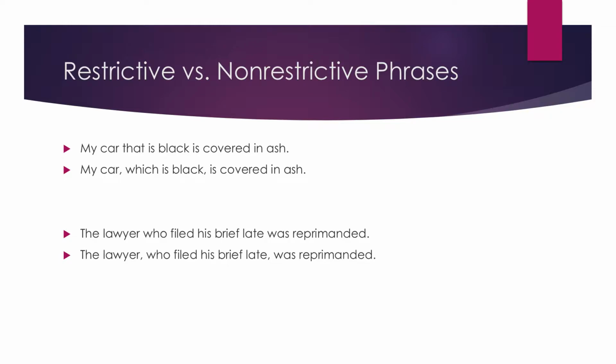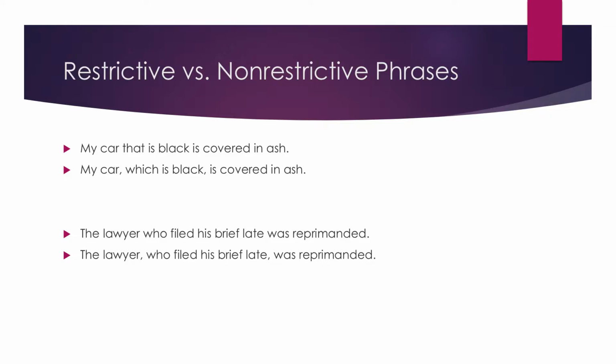In the first one, that is black is restrictive information. It's identifying which car among my fleet is covered in ash. Not my red car, not my brown car, but my black car. In the second one, the information is non-restrictive.